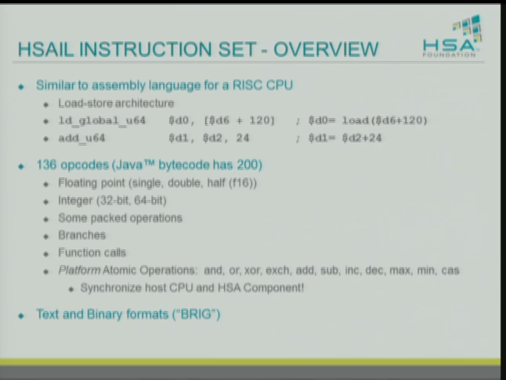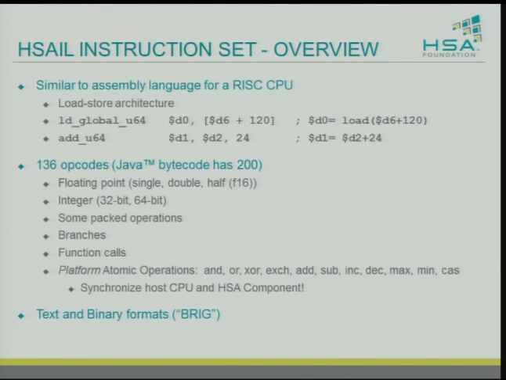So if we look at this load instruction, it's from the global address space. I'll talk about segments in the next slide. It's an unsigned 64 type. The destination is typically first in HSAIL instructions, so D0 is the destination. The D6 plus 120 forms an address. So we're going to do a load from that address and put the result into D0.